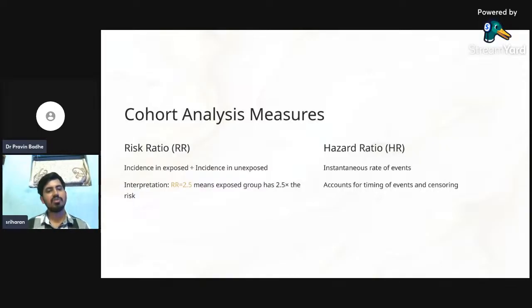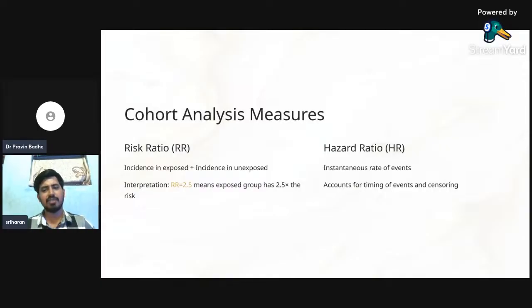The relative risk has numerical values: below 1, above 1, equal to 1, below 2, above 2, and so on. Where the RR value is 2.5, that means the exposed group has 2.5 times greater risk than the comparison group. Likewise, the risk ratio value is very important to calculate and measure the risk.